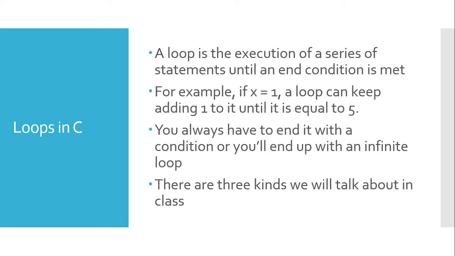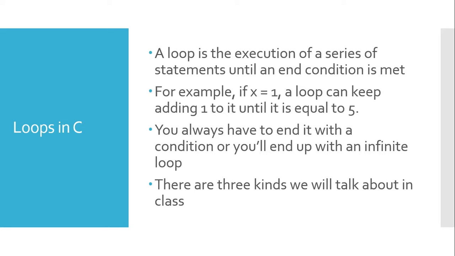Okay, so x could start as 1, okay? And until x is equal to 5, and in the loop you keep changing the value of x. So until it is 5, the loop keeps going. For example, if x is equal to 1, a loop can keep adding 1 to it until it's equal to 5. So then how many times is that loop going to happen? 5 times. You always have to end it with a condition, or you'll end up with an infinite loop.